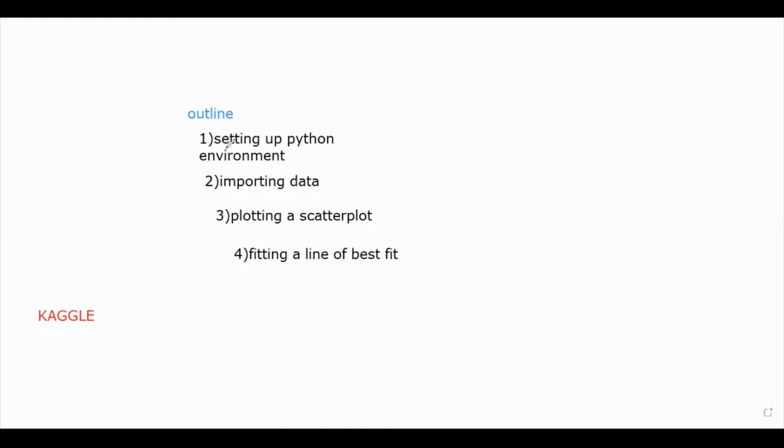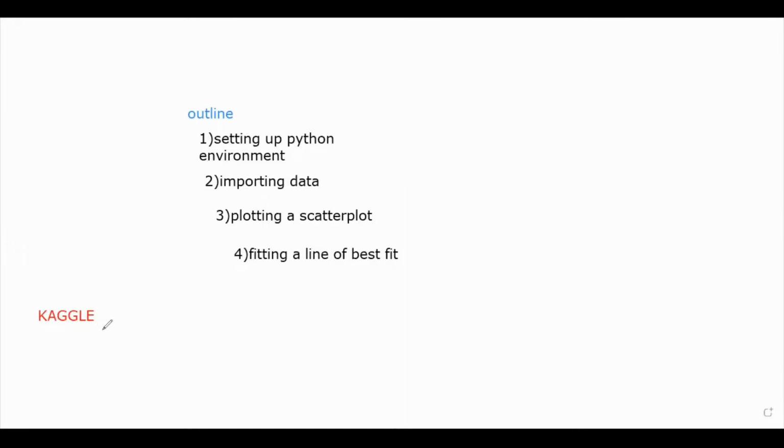Will be discussed. First of all, we will start with setting up the Python environment. Then we'll be importing data. Then we'll be plotting a scatter plot using Python and fitting a line of best fit using Python. And we'll be using Kaggle.